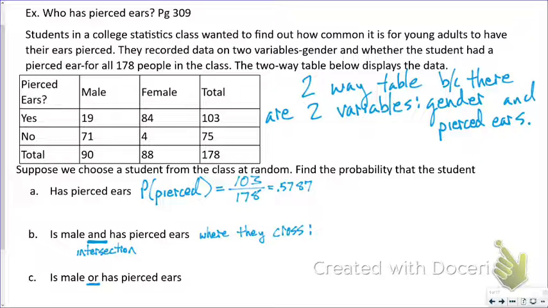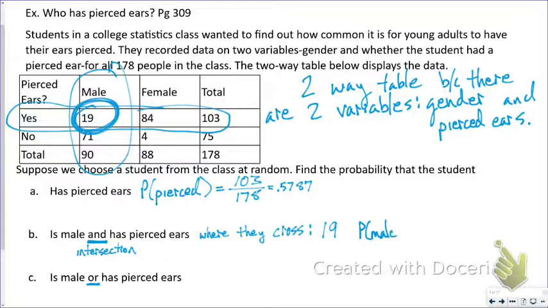And that is at 19. So you look at males and you look at pierced ears, and they overlap right here. That is the number we want. So probability, one way of writing this, male and pierced, is 19 out of 178, which is 0.1067. I'm okay with either of those.